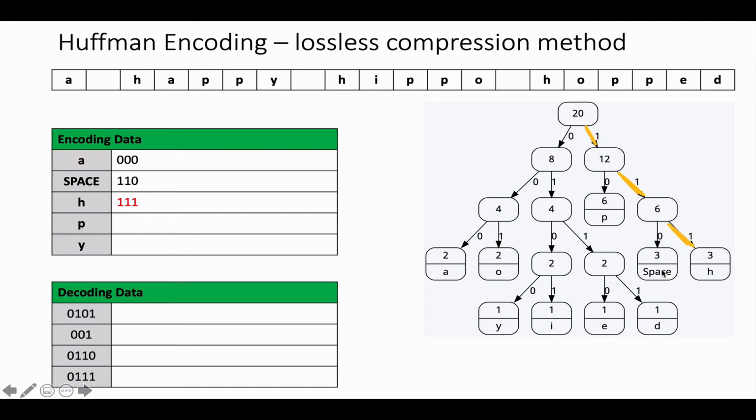H then becomes 1, 1, 1. What do you think P would be? So P is here. How do we get to P? We follow the path, and that should become 1, 0.